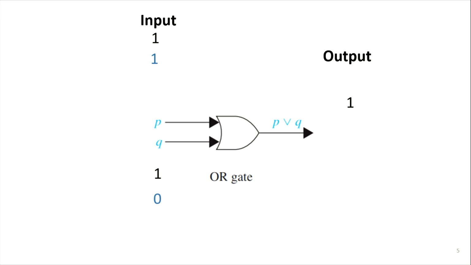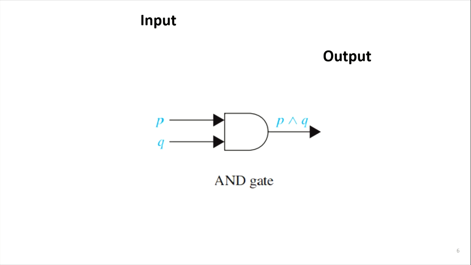Next we have 1 and 0. One of the signals is 1, so the output is 1. Next, what if we have 0 and 1? Again, one of the signals is 1, so the output is 1. And last, if both are 0 or off, then of course the output is off, so we have no output.